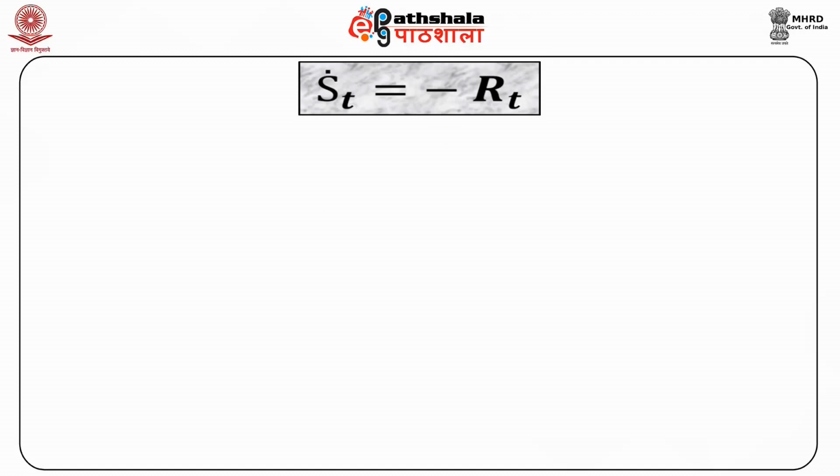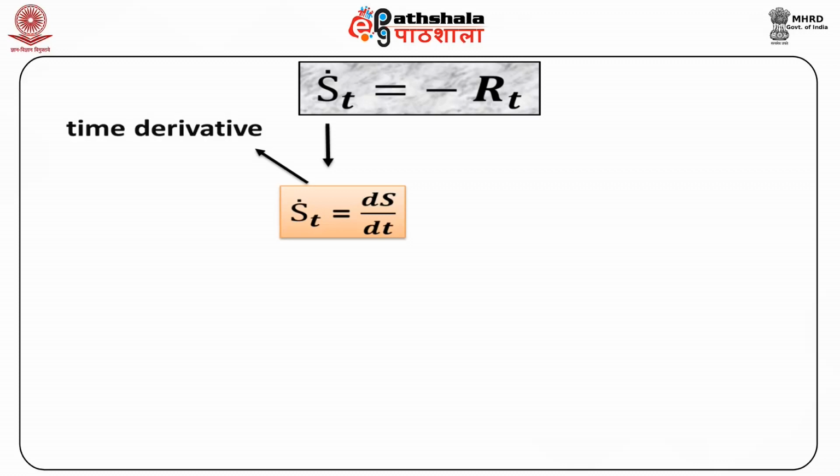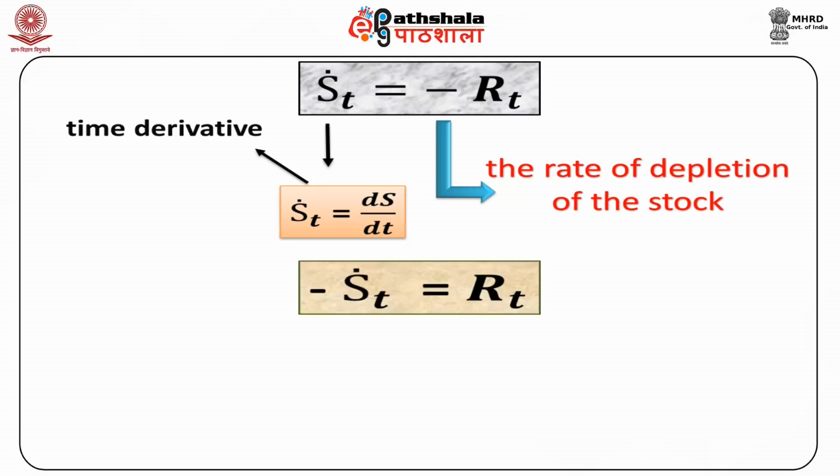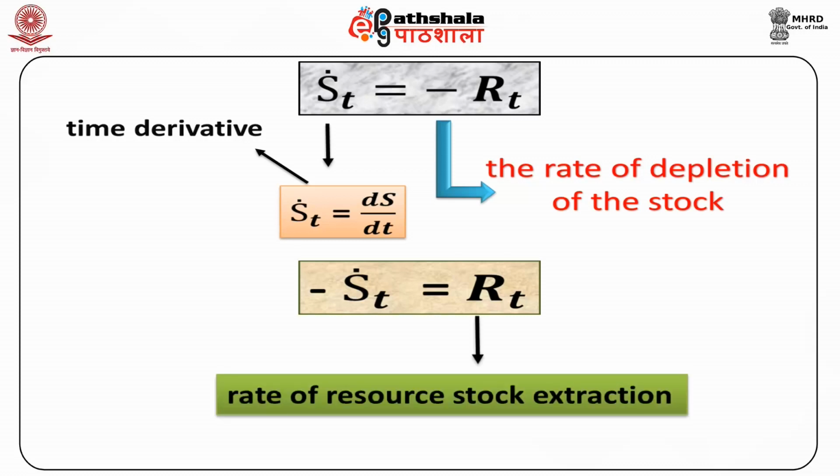The resource stock constraint can alternatively be written as S dot equal to minus R_t, where S dot is equal to dS/dt. The dot on the variable represents the time derivative, and the equation can be interpreted as the rate of depletion of the stock, minus S dot at time t, being equal to the rate of resource extraction R_t.